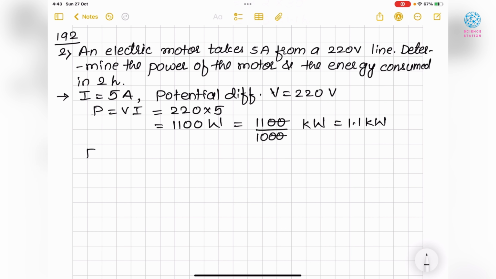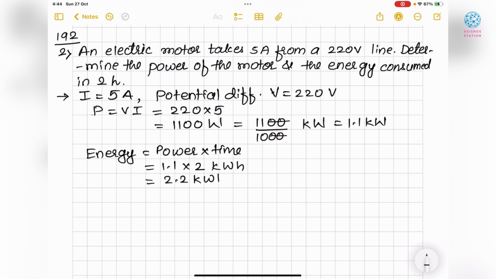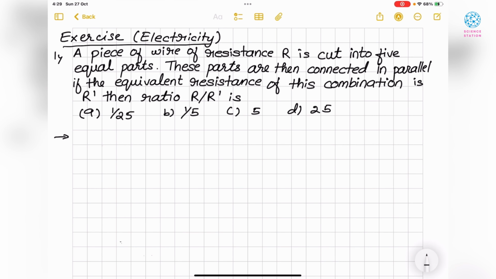Now energy will be equal to power into time. So that will be 1.1 into 2 kilowatt hour. So that will be 2.2 kilowatt hour. Now let us discuss the exercise numericals.